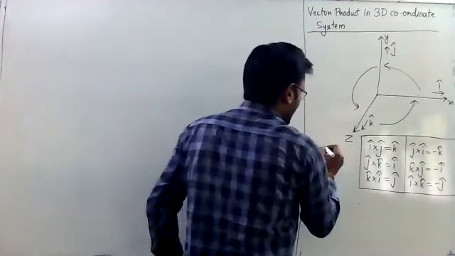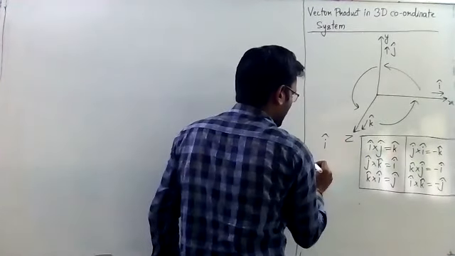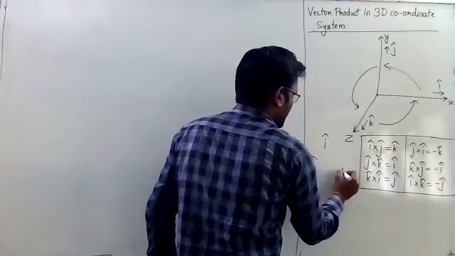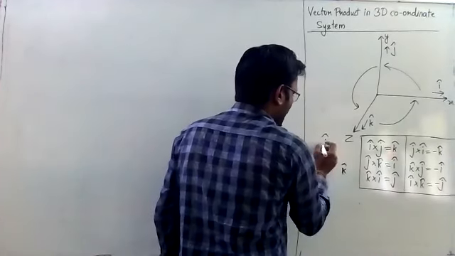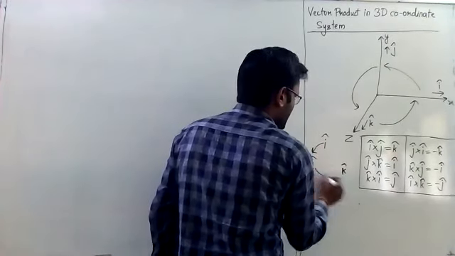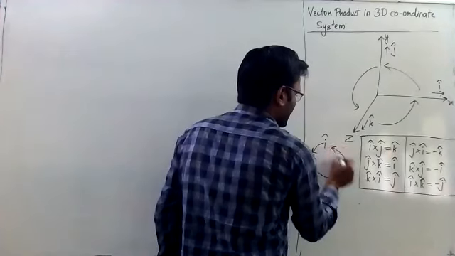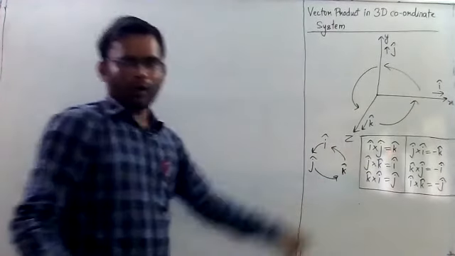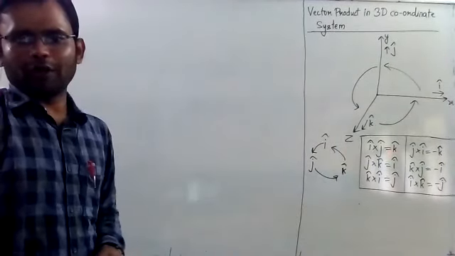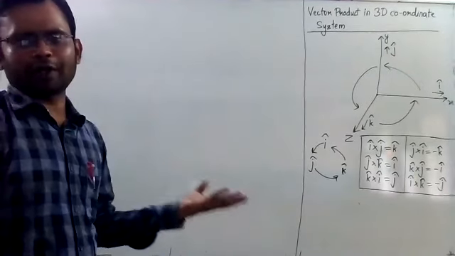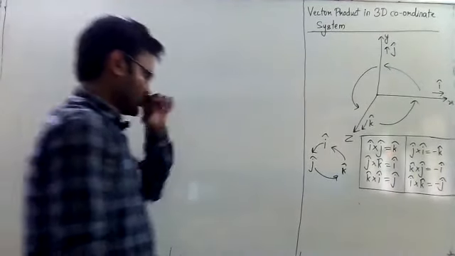So what is the cyclic rule I can draw? I can draw a cyclic rule i, j, and k. It is a sequence: after i, j; after j, k; after k, i. It is a cyclic rule which we will follow while doing the vector multiplication of the unit vectors.